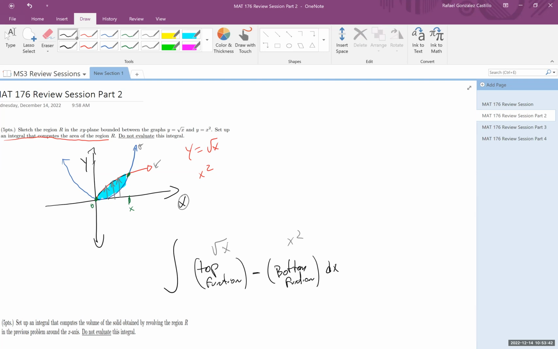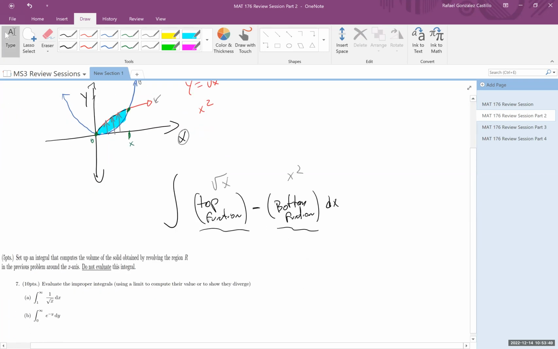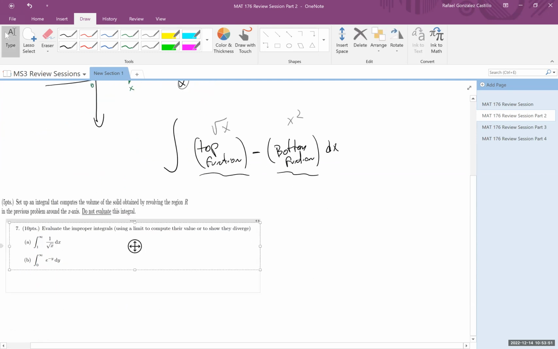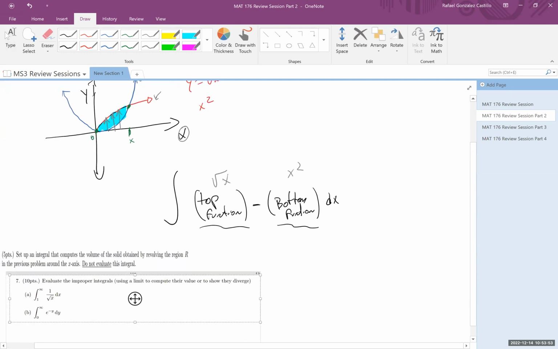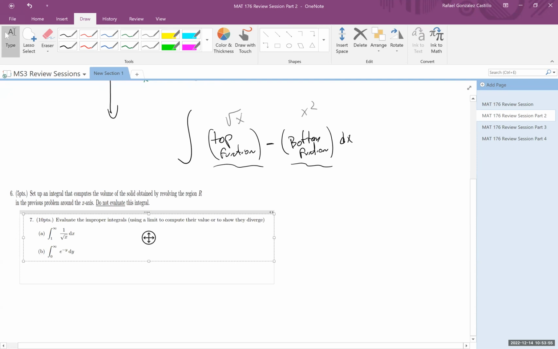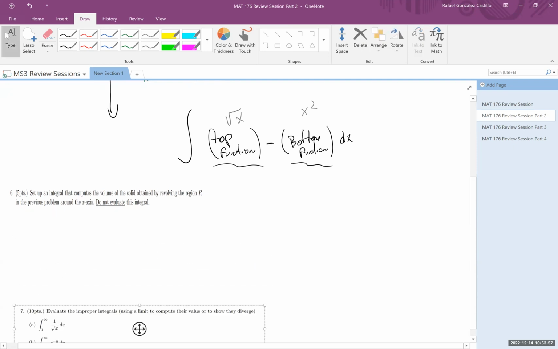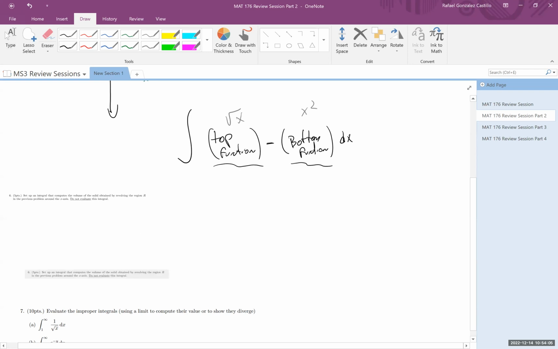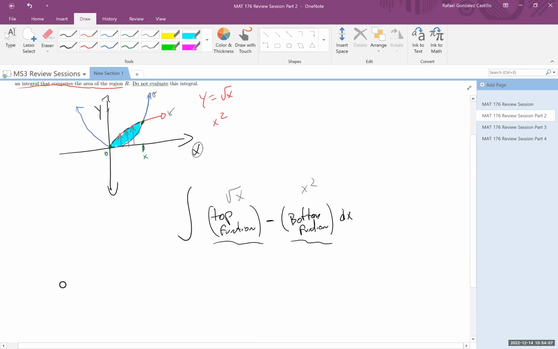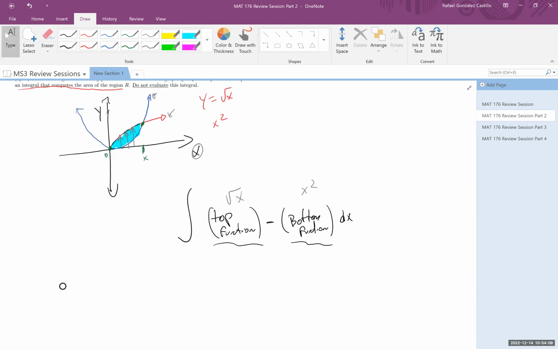And that's how you set up this type of integrals. You think about which function is on the top of the region and then which function is in the bottom of the region. We're not done though, right? This integral is an indefinite integral. To find the area of that I just enclosed, we need to find a definite integral. So we have to find out what the limits of integration are.